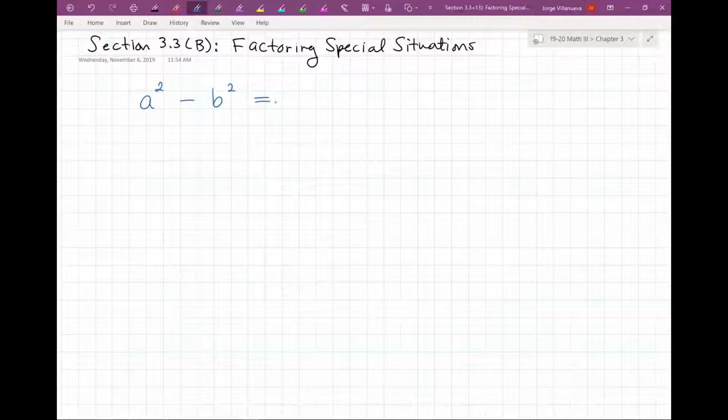So the difference of two squares means that the first term, you can rewrite it as something squared minus something else squared. Okay? So you can write something squared minus something squared. That's what they mean by difference of two squares. Once you can set it up like that, then you automatically do the following.